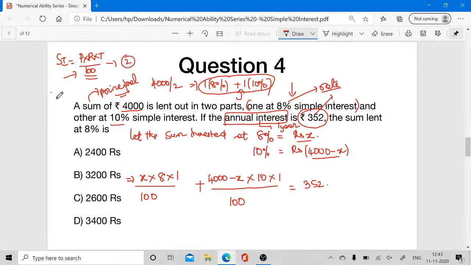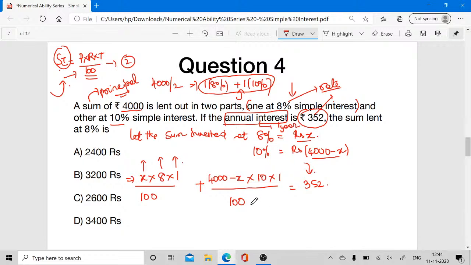Isn't it the same formula? SI is equal to P into R into T by 100. So the whole simple interest I am getting is 352. This is my P, this is my R, this is my T. So that is what I have done. It is the same formula, we use it 2 times and add.